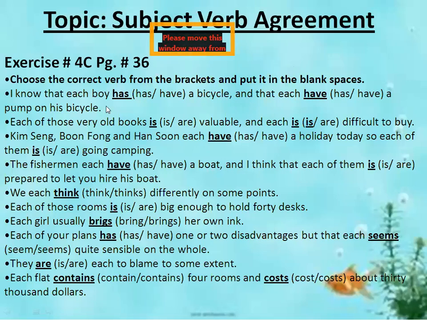See here, I know that each boy means we are talking about one singular boy. One single boy means we have to use "has" from this bracket, because "have" is used for plural and "has" is used for singular. In "I know that each boy has a bicycle and that each have a pump on his bicycle", here we are talking about all the boys. Here we are talking about each boy, and here we are talking about all the boys. See the sense over here, and then put the right verb from the brackets in the blank spaces.